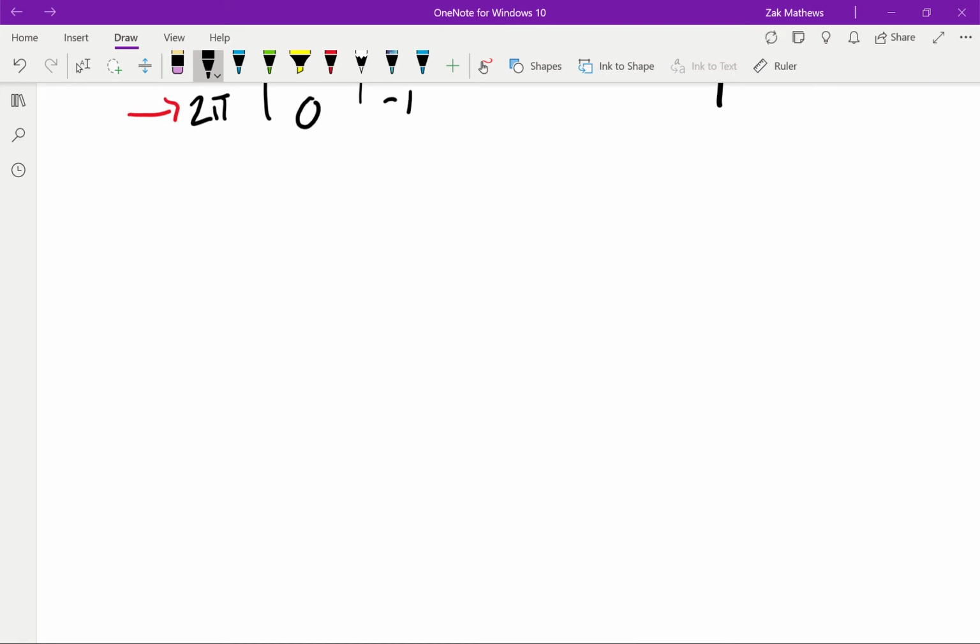Let us take one more. Let's take x to be the square root of t. y is equal to t minus 1. And this time, I'm not going to specify an interval.